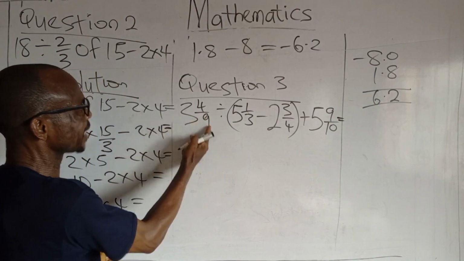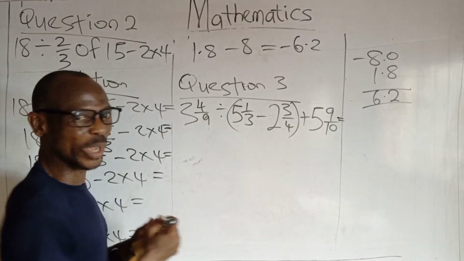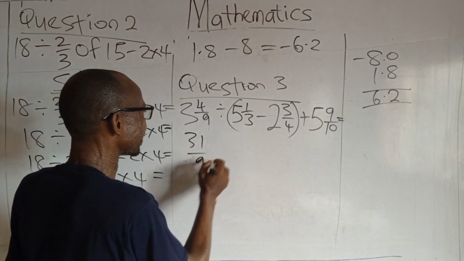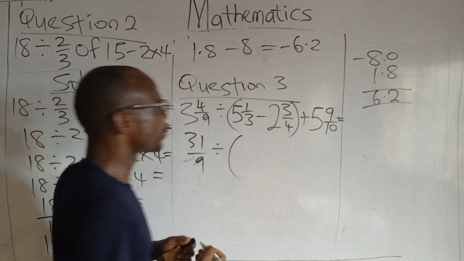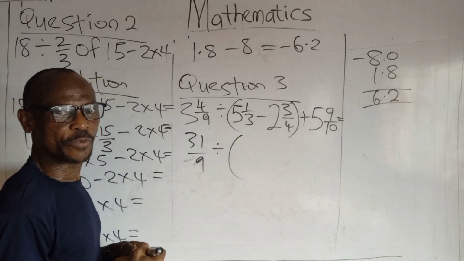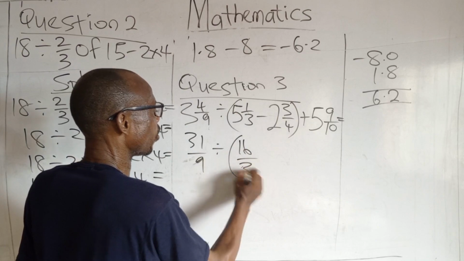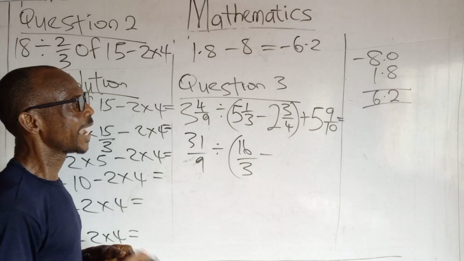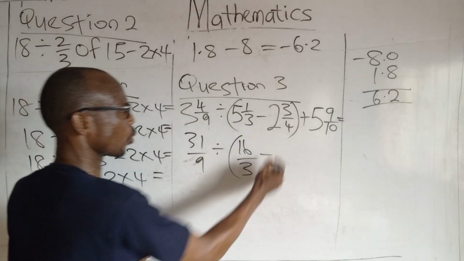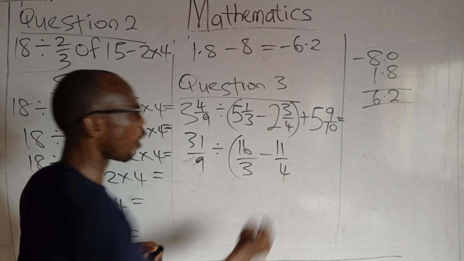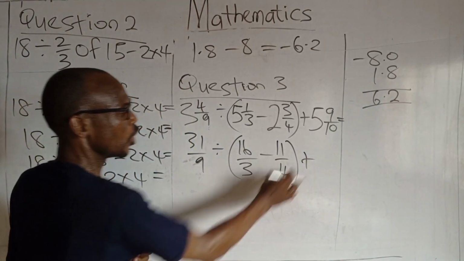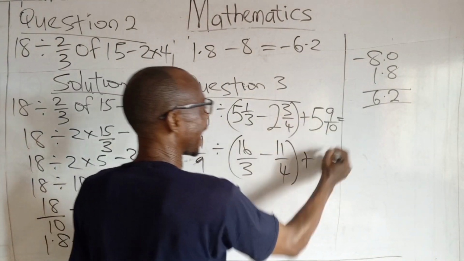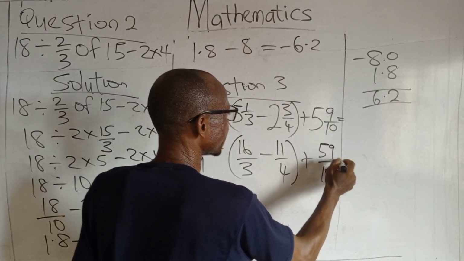What do we have? 3 times 9 will give us 27. 27 plus 4 will give us 31 over 9. Divided by, open bracket, 3 times 5, 15. Plus 1, 16 over 3. Minus 4 times 2 is 8. And 8 plus 3 will give us 11 over 4. So close bracket. Plus, what do we have? 10 times 5 is 50. And 50 plus 9 is 59 over 10.